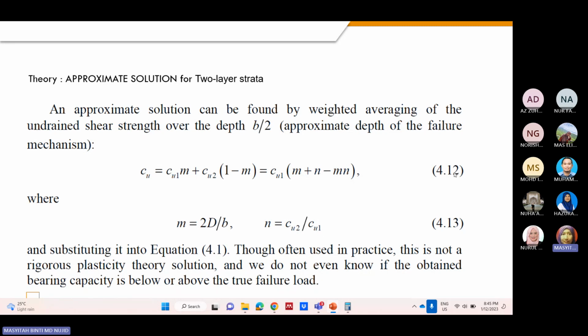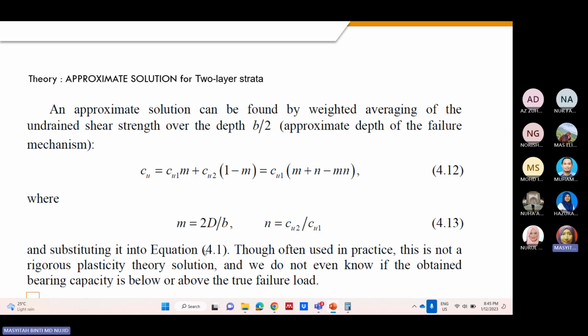So now it is more suitable because now we can see our slip circle actually does not cover the upper layer only, it covers both. So the analysis can no longer take the first layer Cu only, so we have to take both Cu values of the upper and lower layer. So how do we counter the effect of both Cu? So this is the right way. Insert the value of M, insert the value of N, so you can see the modification on the undrained coefficient value.